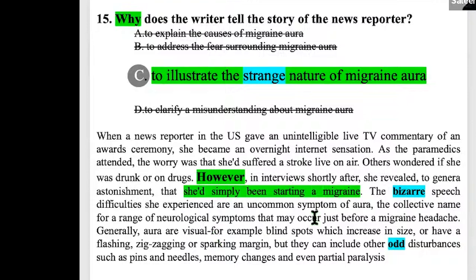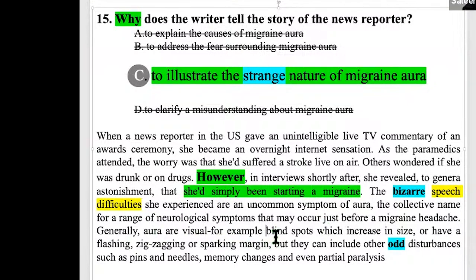Strange, what are strange? Bizarre, speech difficulties, one. See, blind spots, visual difficulties, right? Blind spots, which increase in size. Blind spots increase, have a flashing, experience of flashing. If you have experienced migraine, you will know these things. And zigzagging means you cannot see the things properly. Everything goes shaking and zigzagging. Sparking margin, you can't really locate the things properly.